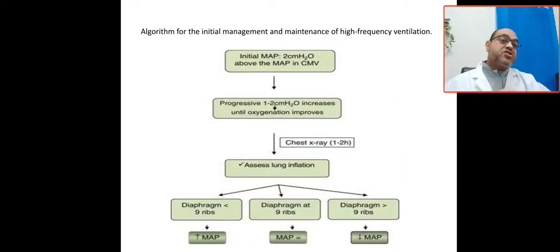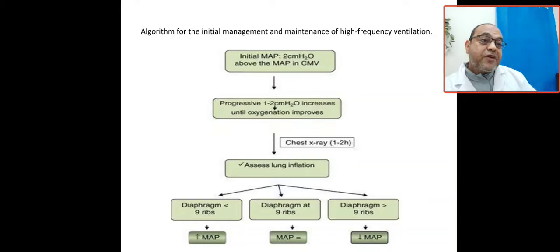You have two strategies. High volume strategy, we call it open lung strategy, recruitment strategy, to prevent the atelectasis or atelectrauma. And the second strategy is this: you have to increase the MAP. It will be 2 centimeters above the MAP from the conventional mechanical ventilation. For example, the MAP in conventional mechanical ventilation was 10. Once you shift the patient from conventional to high frequency, you have to increase the MAP to 12 in high frequency. We call it high volume strategy or low volume strategy.